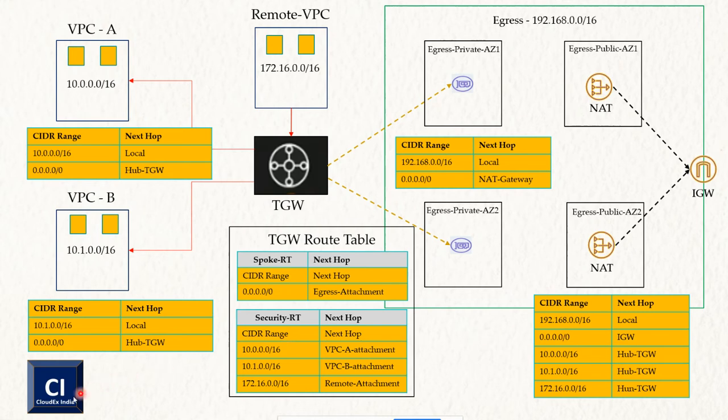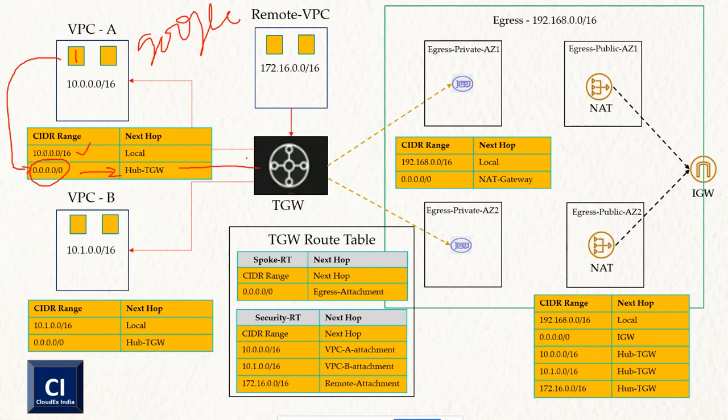And how will the communication happen? Let's see. Your virtual machine 1 wants to communicate with google.com or wants to access the internet. What happens? It will come to its route table and it will go to 0.0.0.0/0, because google.com will not match this local route. And it comes to the hub Transit Gateway.